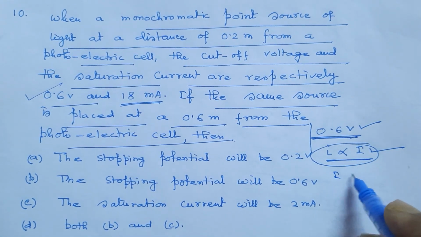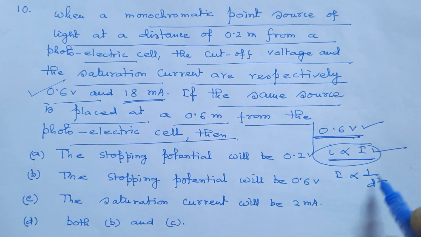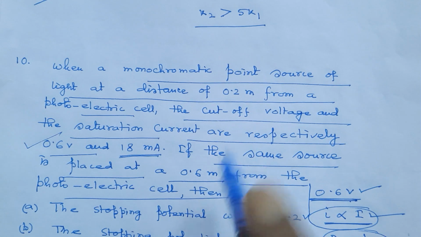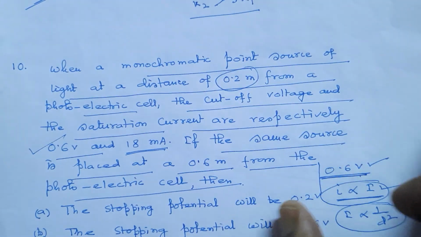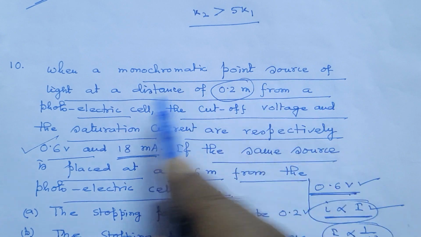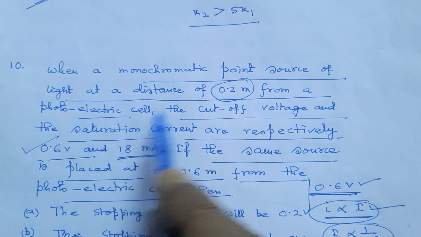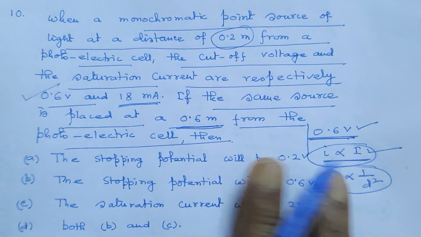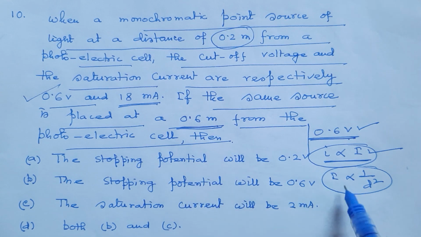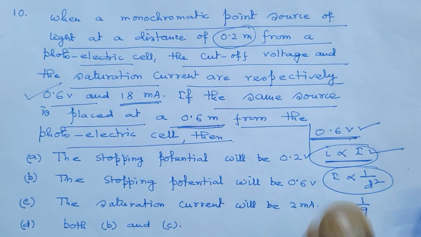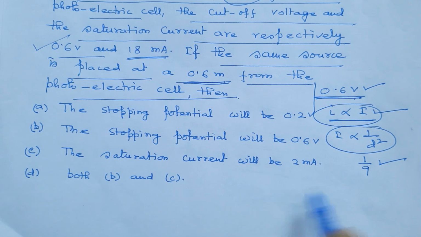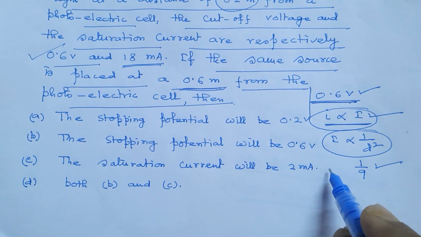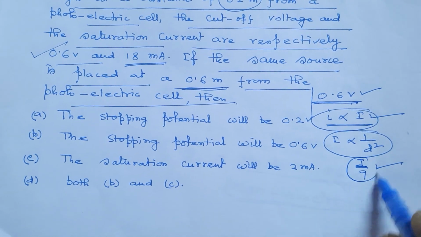And intensity of the incident light is proportional to 1 by d square. Actually, it follows the inverse square law. In the first case, the distance of the point source from the metal surface or photoelectric cell was 0.2 meter. But in the second case, it is 0.6 meter. So the distance is 3 times. Hence the intensity will be 1 by 9 times. Intensity in the first case, if it were I, then in the second case is I by 9.